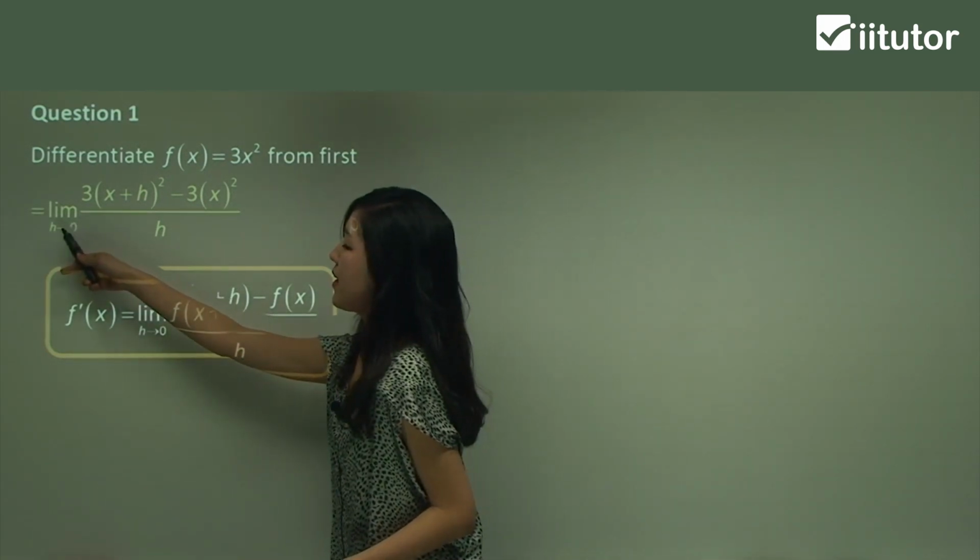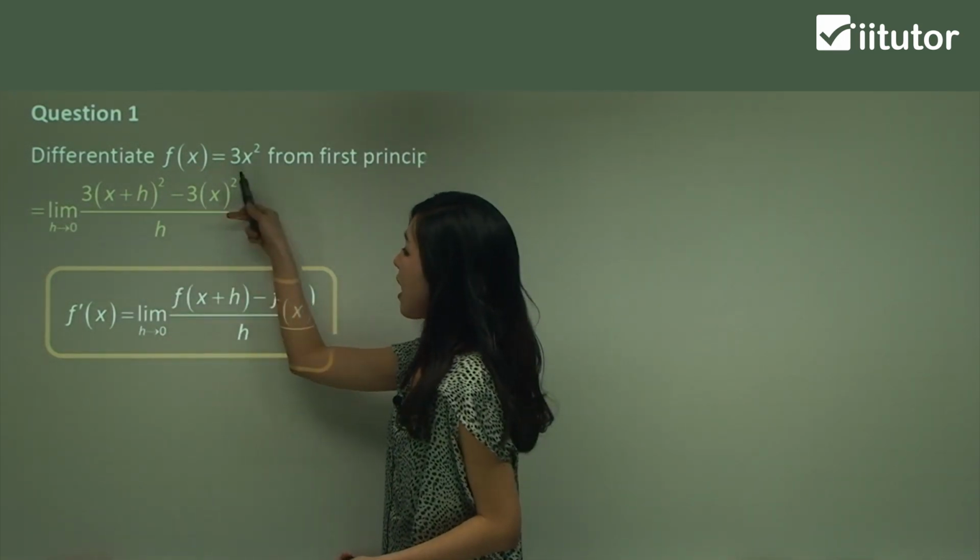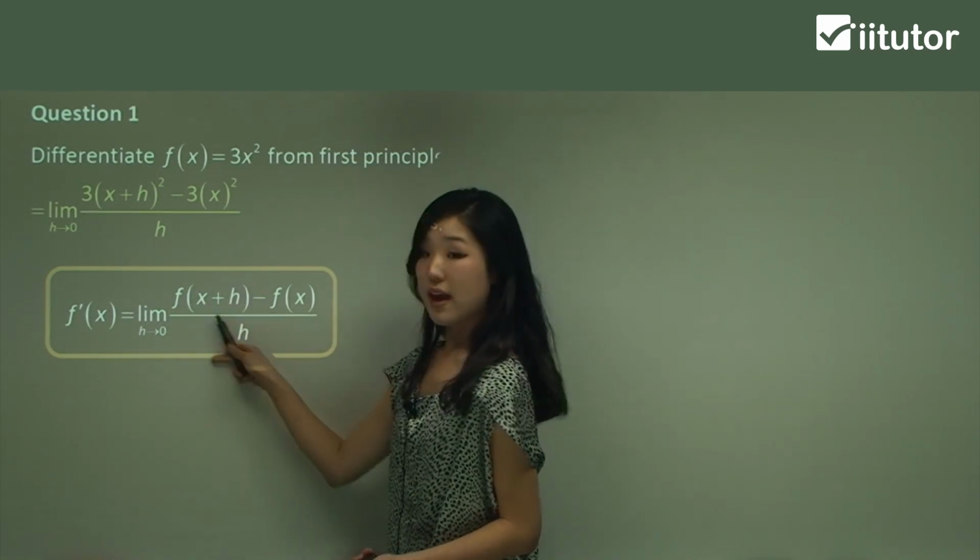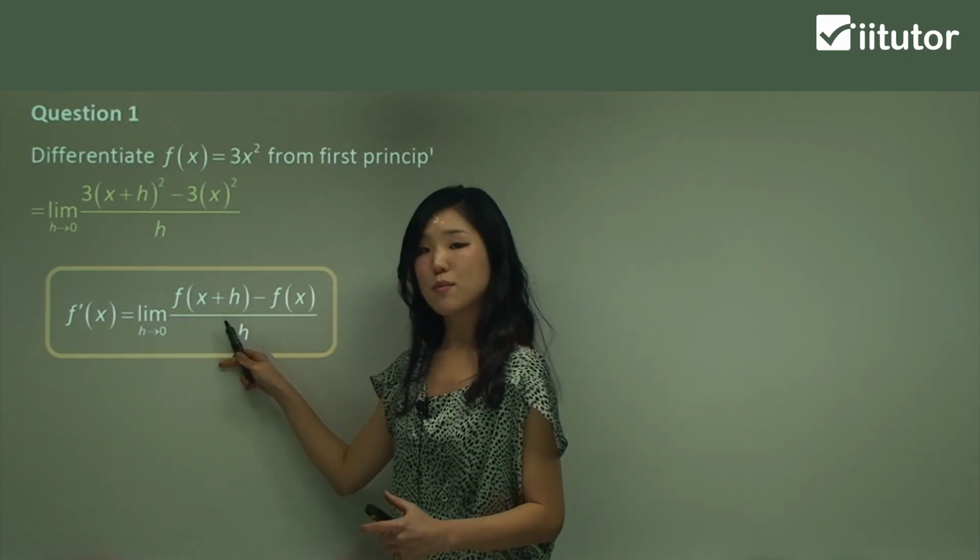So I keep my limit sign, limit h tends to 0. Now, see how it's f(x + h)? So wherever there's x, I'm going to replace it with x + h.